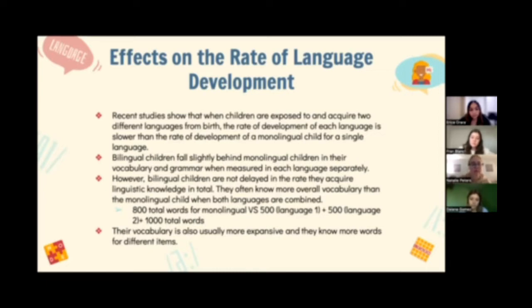So the example we have is a monolingual child might know 800 total words in one single language, and the bilingual child might know 500 words in one language, but also 500 words in another. So that gives them 1,000 total words. So their vocabulary is usually more expansive and they know more words for different items.